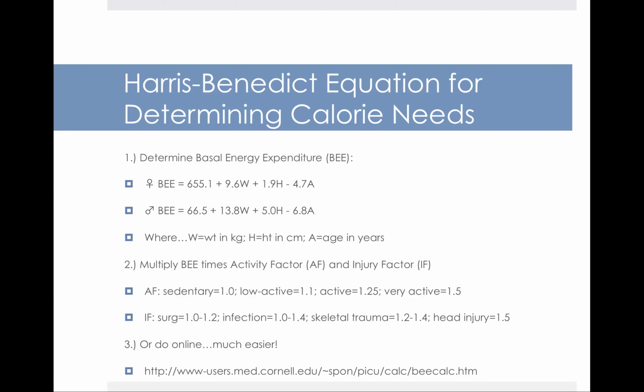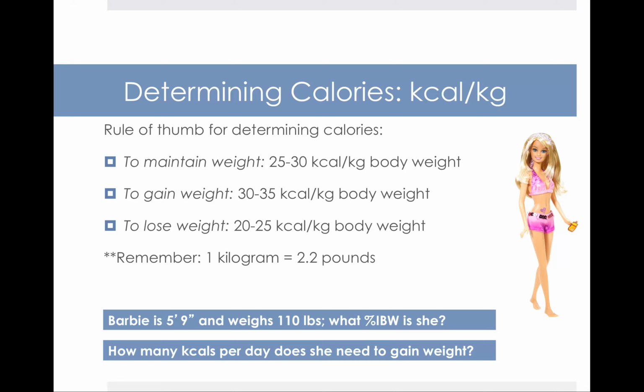That's really something you learn more in a clinical class. But just keep in mind that being sick increases your injury needs, or your calorie needs, as well. So if you have both an activity factor and an injury factor, you would multiply BEE times activity factor times injury factor and basically get how many calories you need a day. Or you can do it online. There's a link to a calculator and it's a lot quicker.